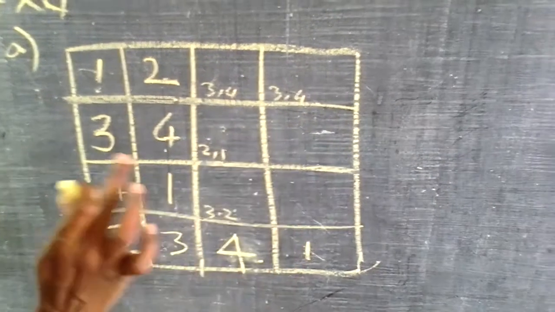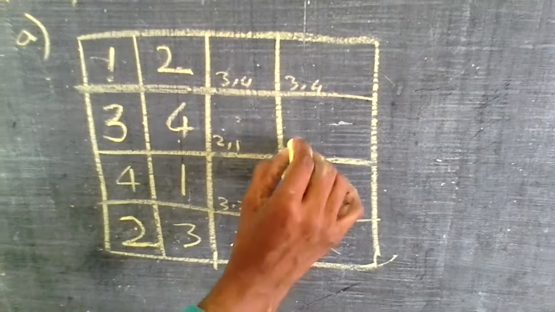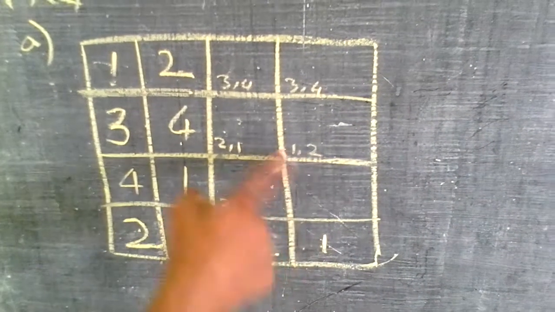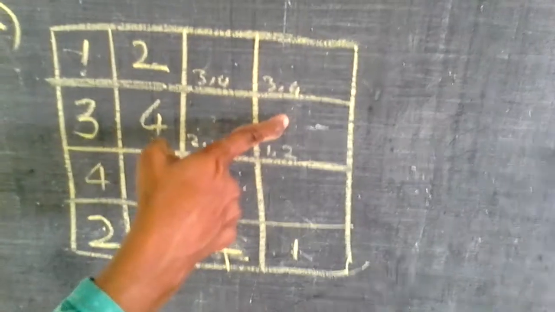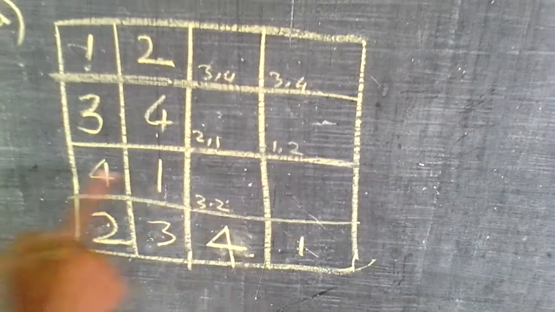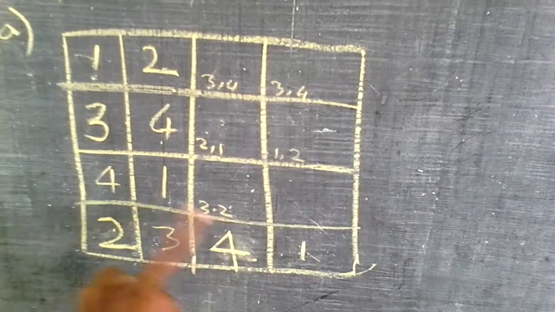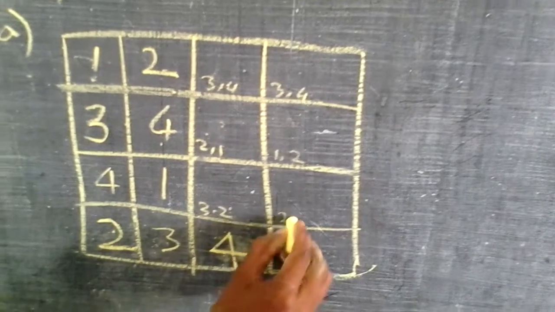I am saying, 3, 4 is here. So here 1, 2 may come. But here we have already 1. So 1 should not come here. You remember this. I will check next. 4, 1 is there. So here 2, 3 may come.